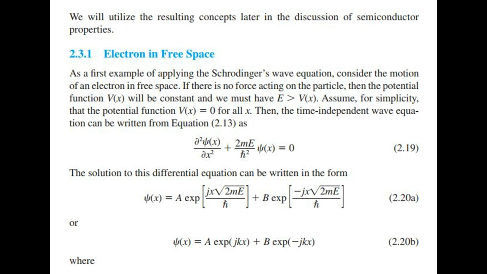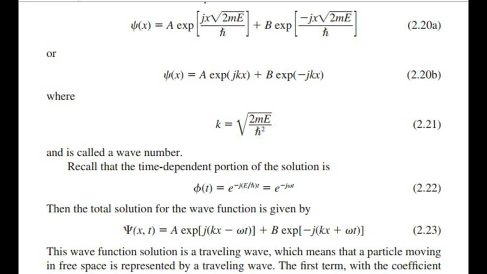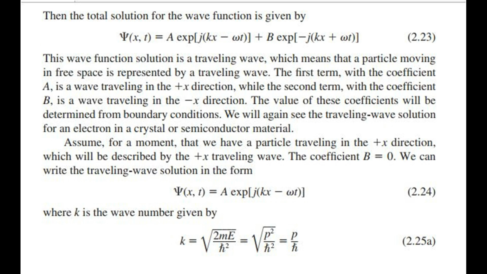Recall that the time-dependent portion of the solution is as shown. Then the total solution for the wave function is given by the following. This wave function solution is a traveling wave, which means that a particle moving in free space is represented by a traveling wave. The first term, with the coefficient A, is a wave traveling in the +x direction, while the second term, with the coefficient B, is a wave traveling in the -x direction. The value of these coefficients will be determined from boundary conditions.